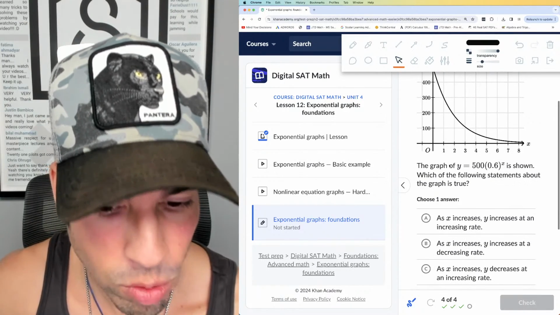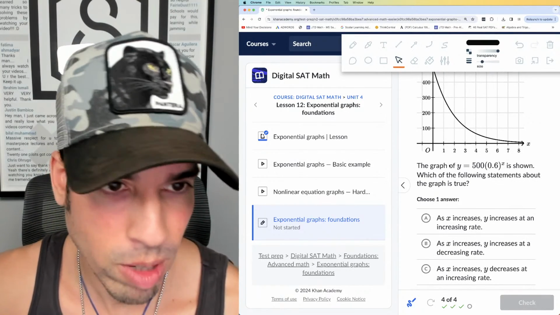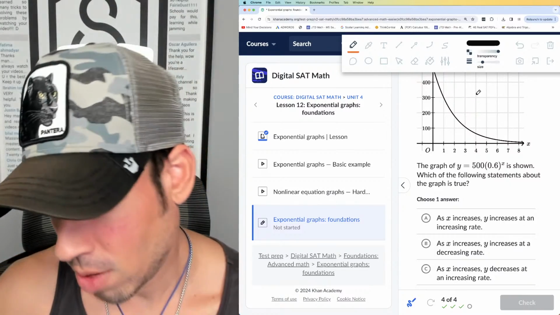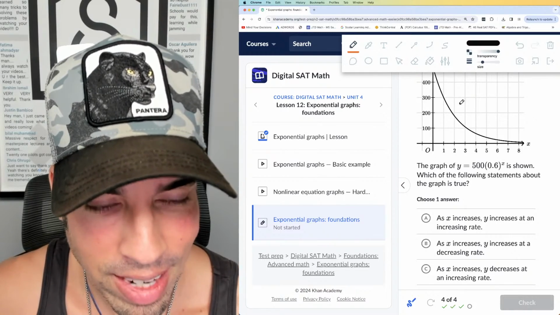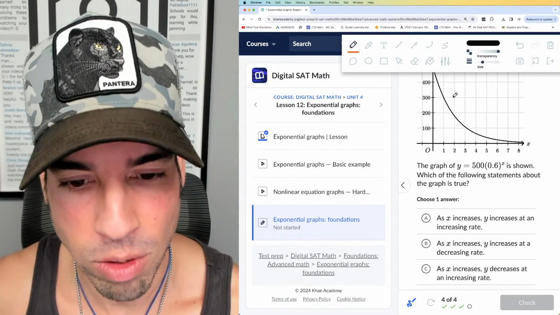All right, as x increases, y decreases at an increasing rate. So this is almost correct. The reason why I would say it's not correct is because it's not decreasing at an increasing rate. So the wording is weird, actually. I don't really like that.